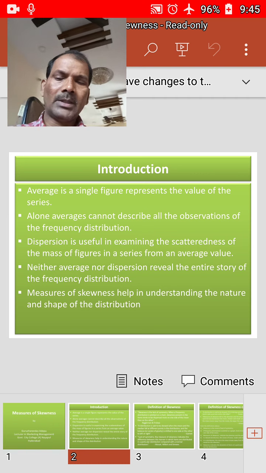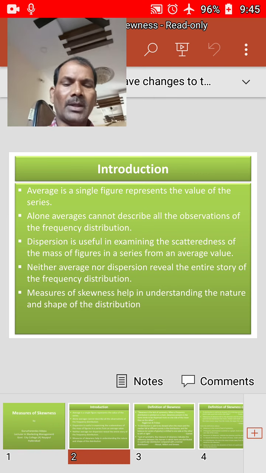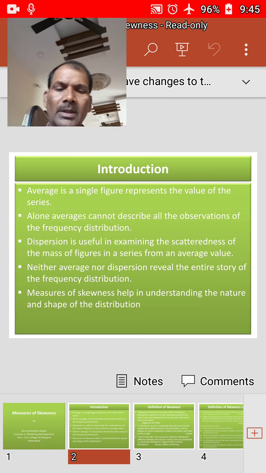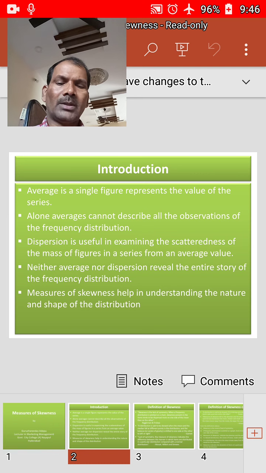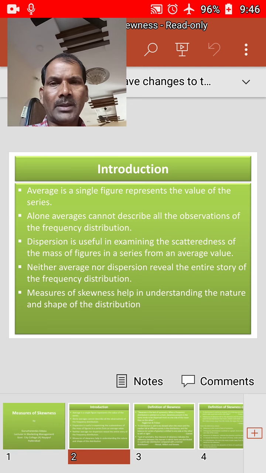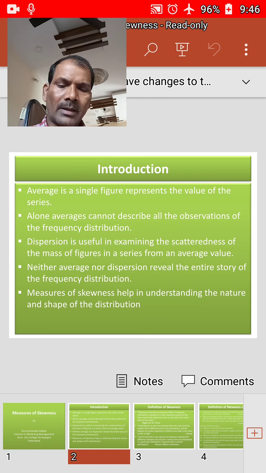Okay. An average is a single figure which gives a representative value of the series and depicts the characteristics of the whole group. Average alone cannot adequately describe the whole set of observations, as all the observations in a frequency distribution are centered alike. Okay, measures of dispersion are useful in examining the characteristics of the mass of figures in a series from an average value. However, neither the averages nor the measures of dispersion reveal the entire story of frequency distribution.